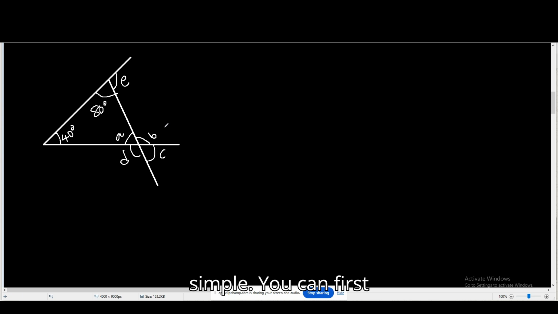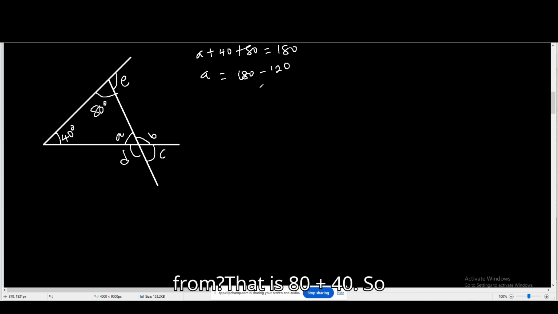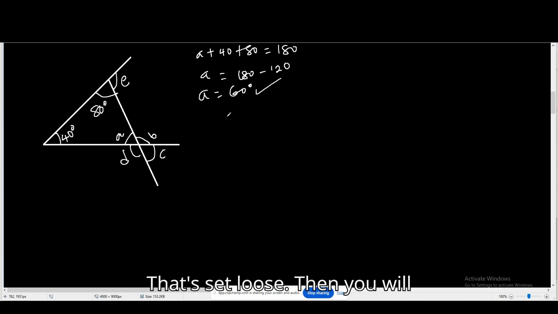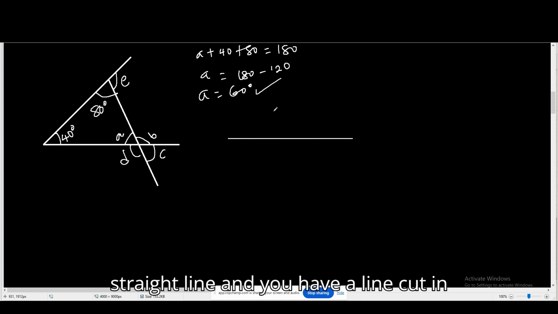Now this is pretty simple. You can first find the angle A because it's in a triangle, so you can say A plus 40 plus 80 equals 180. So A equals 180 minus 120. Where did I get 120 from? That is 80 plus 40. So A is going to be 60 degrees. That settles that.